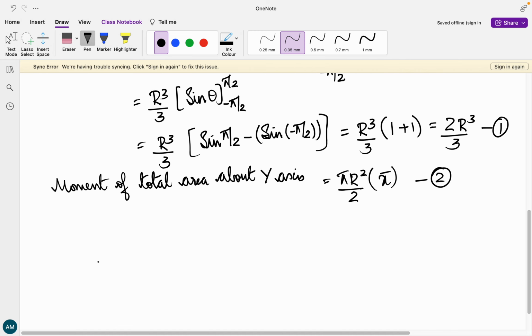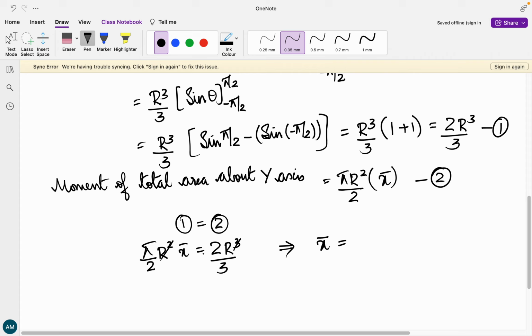As per the principle of moments, or Varignon's theorem of moments, 1 and 2 are going to be equated. Pi by 2 r square into x bar is equal to 2 r cube divided by 3. R square gets cancelled, and I can write x bar is equal to 2 and 2 gets multiplied, so 4 r divided by 3 pi. This is the centroid of your semicircle.